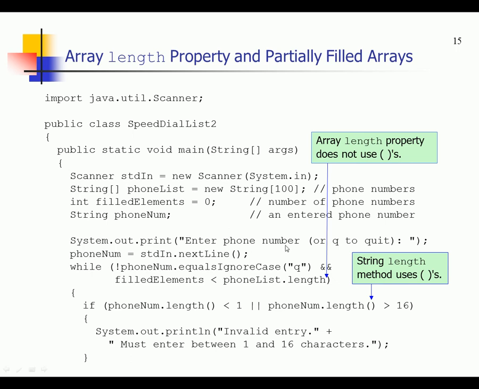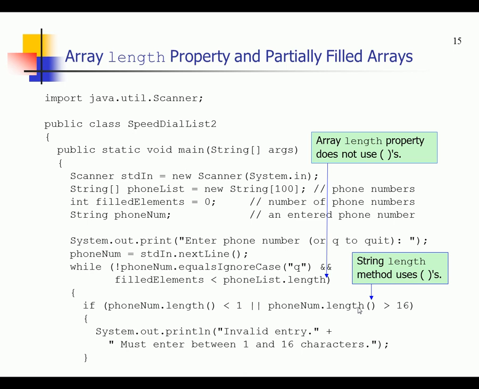It says enter the phone number or Q to quit. It gets input for the phone number, and while the phone number, ignoring case, is not Q, in other words while it's not the letter Q, and the number of filled elements is less than the phoneList.length, because I don't want to go above that since it would cause an error. So as long as I didn't enter a Q, and the number of elements I filled is less than 100, then it checks if the length is less than 1 or greater than 16.